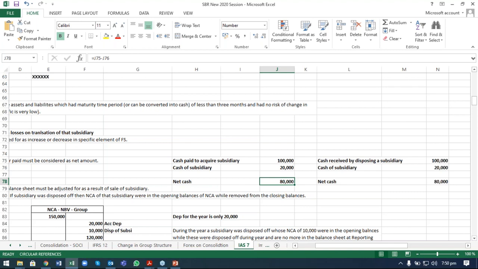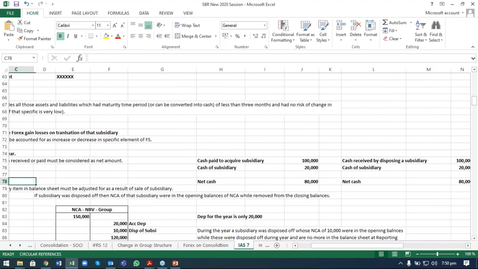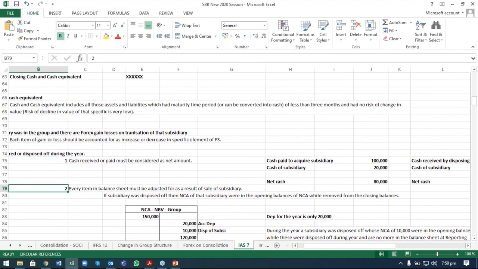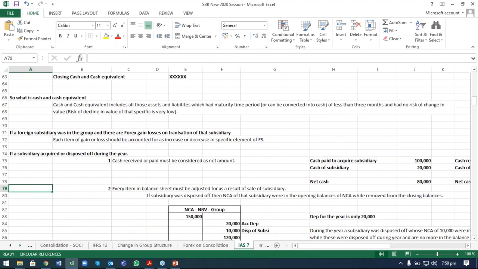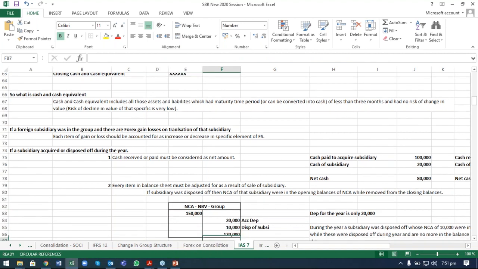I hope it's pretty much clear to everyone how this should be accounted for, and we're going to relate it to our question. Next, if you have acquired a subsidiary during the year, every item in a balance sheet must be adjusted as a result of the sale or acquisition of a subsidiary. So if you have acquired or disposed of a subsidiary, you have to change the opening or the closing balances of every account within that scenario.